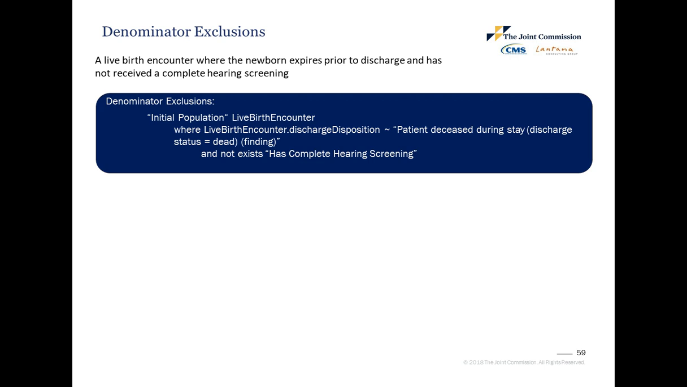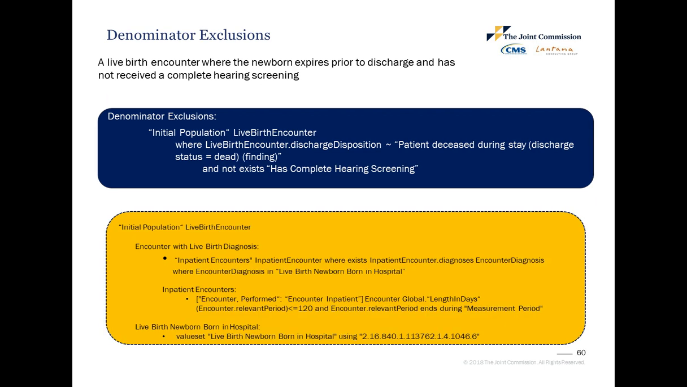On slide 59, an exclusion to the denominator is a live birth encounter where the newborn expires prior to discharge and has not received a complete hearing screening. A complete hearing screening is defined as having both ears screened during the inpatient encounter.